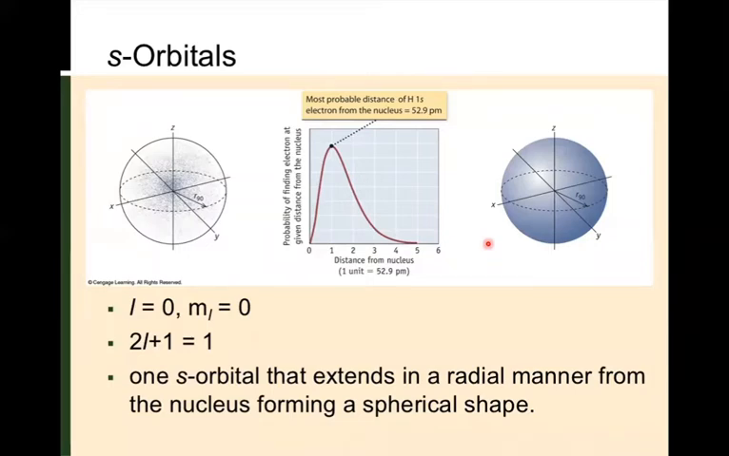So L is equal to 0, ML is equal to 0, and 2L plus 1 is equal to 1. That means there is only one type of orbital. It makes sense: there's only one orientation for a sphere, which is not really any orientation. So there is one s orbital that extends radially from the nucleus, forming a spherical shape. The darker patch near the center corresponds to this function, where a maximum is swiftly reached, and then there is a decay, with a limited chance of finding that electron.